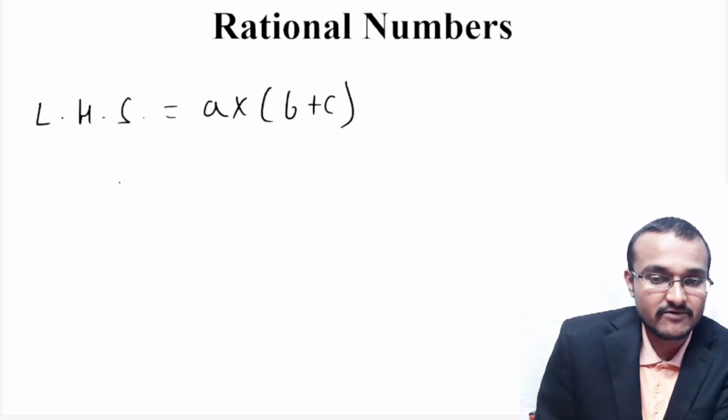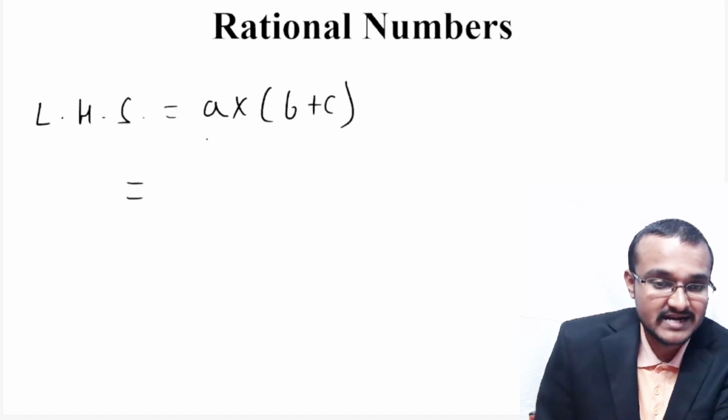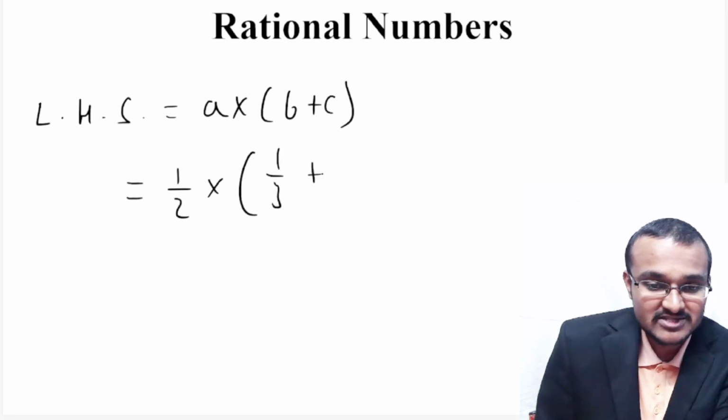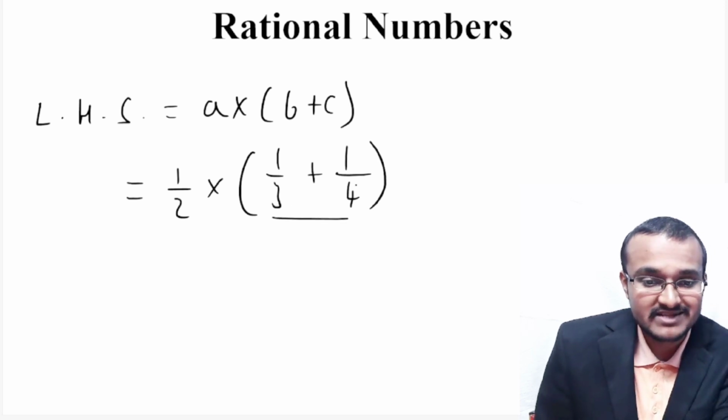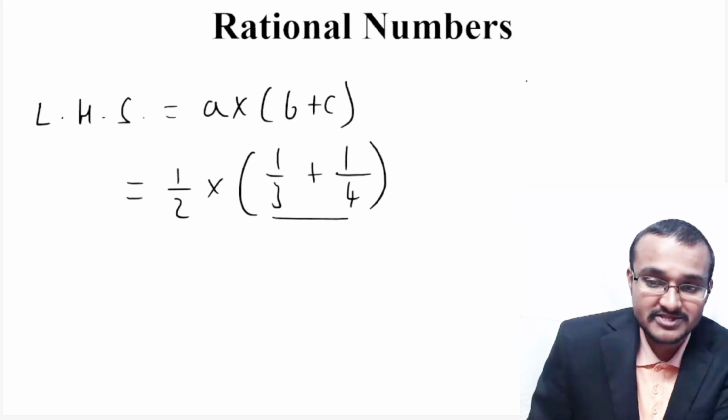Now we have 1 by 2, 1 by 3 and 1 by 4. Let us substitute these in A, B and C. So 1 by 2 into (1 by 3 plus 1 by 4). First you should solve inside the bracket according to the BODMAS rule. So 1 by 3 plus 1 by 4, to solve this you should take the LCM of 3 and 4.